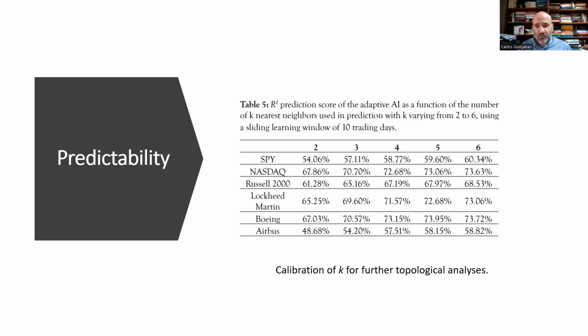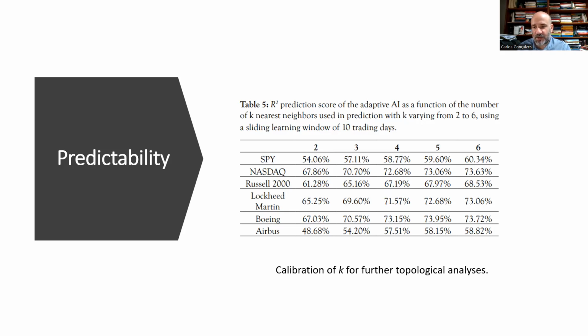This is used both to characterize the predictability, but also to calibrate the value of K for further analysis using K nearest neighbors methods, namely in order to select the value of K for the K nearest neighbors graph. So we deployed the adaptive AI and looked at how the predictability changes with the parameter K of nearest neighbors, ranging from 2 to 6, using the sliding learning window of 10 trading days. What happens is that we get, in general, an increase in the predictability, but the highest predictability in the case of the SPY is for 6 nearest neighbors, with 60.34% predictability, which is a high value.